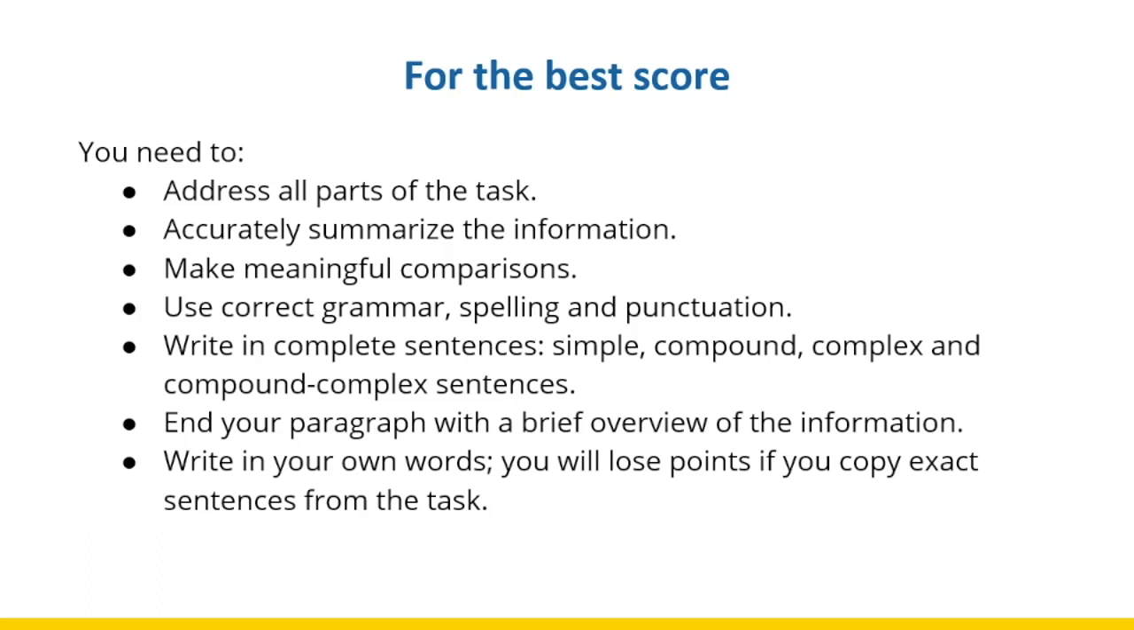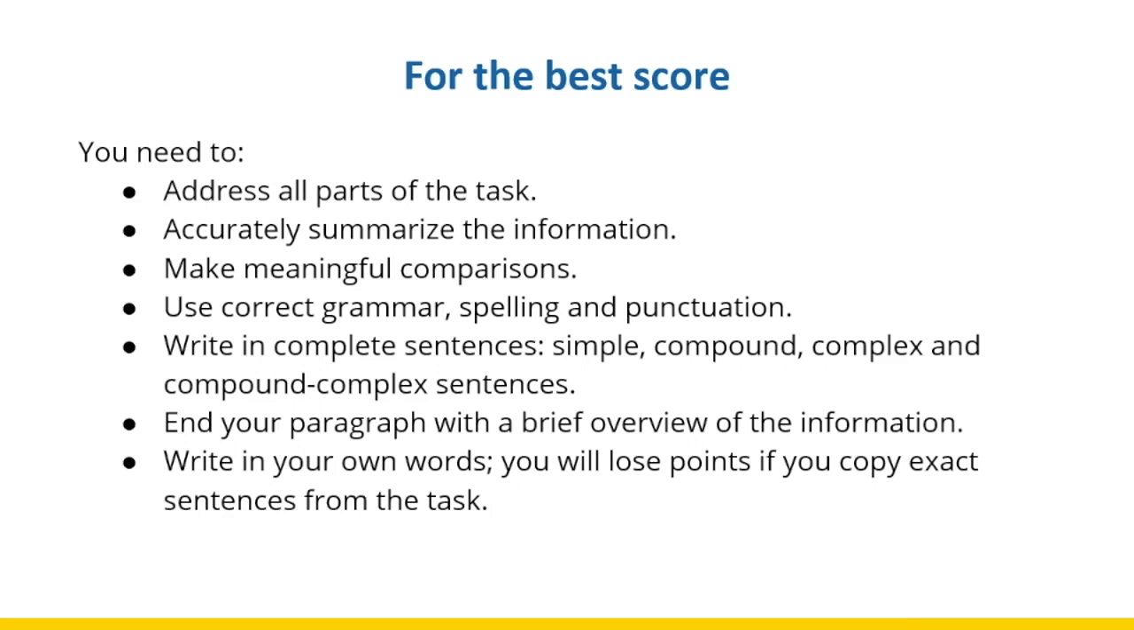Also, use correct grammar, spelling, and punctuation, and write complete sentences. As you remember, probably from your grammar class, we have 4 different types of sentences: simple, compound, complex, and compound-complex sentences. In order to get a better score, you have to make sure you have at least one of each. And try to end your paragraph with a brief overview of the information. So for example, if you have only one or 2 body paragraphs, try to end them with a brief overview of each paragraph and what you're presenting in that body paragraph.